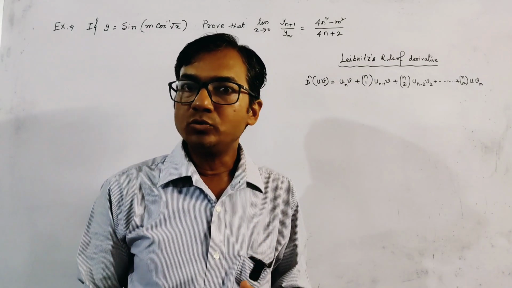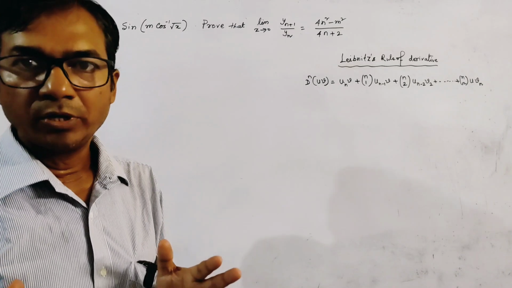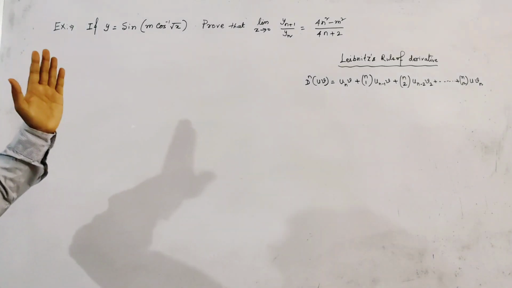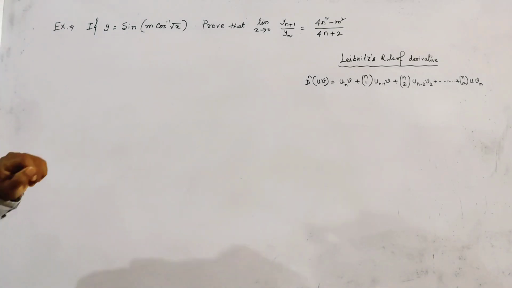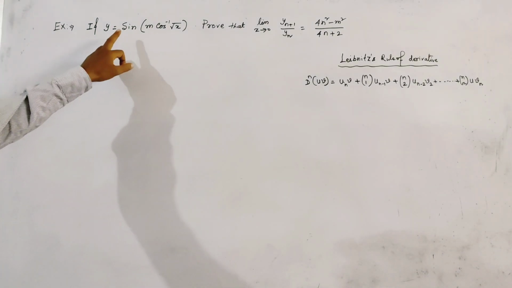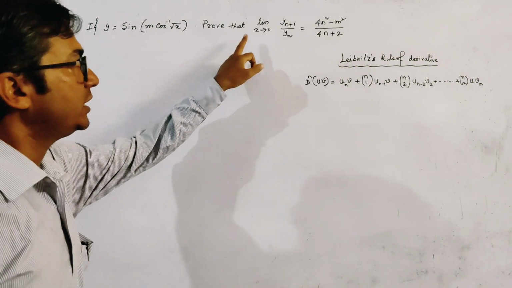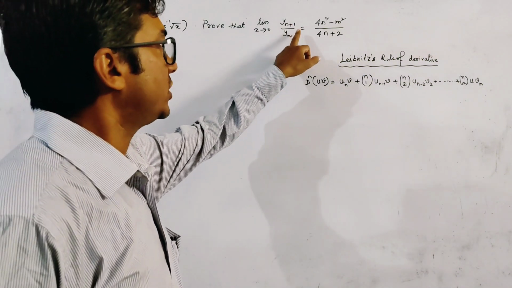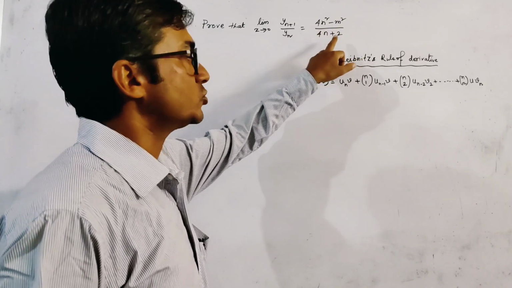We are going to discuss the solution of an important problem from successive differentiation. The problem is: if y = sin(m cos⁻¹ √x), prove that limit as x tends to 0 of y_{n+1}/y_n equals (4n² − m²)/(4n + 2).